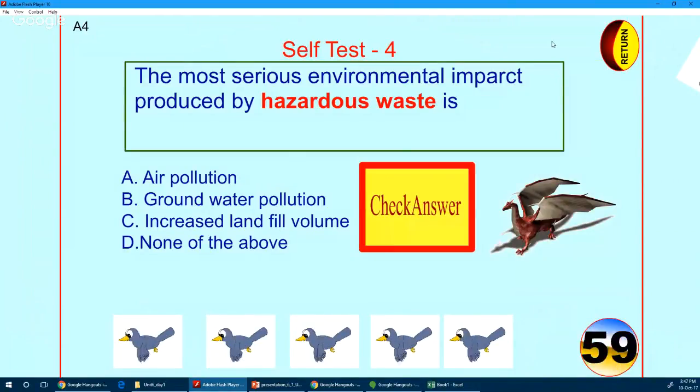The most serious environmental impact produced by hazardous waste is A, air pollution, B, groundwater pollution, C, increased landfill volume, D, none of the above. All are pollutions, but what is the most serious impact of hazardous waste? You have to pick one. A, B, C, or D?